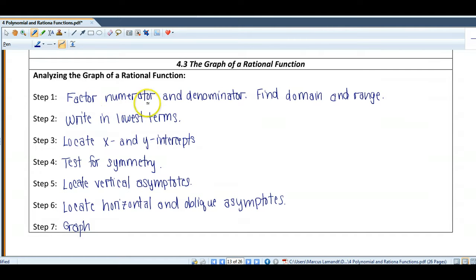Initially, we're going to factor top and bottom, find the domain and range, and then if necessary, simplify the function and write it in lowest terms. We're going to locate all intercepts, test for symmetry, locate asymptotes, and then after all that, we'll graph it. So let's do an example.